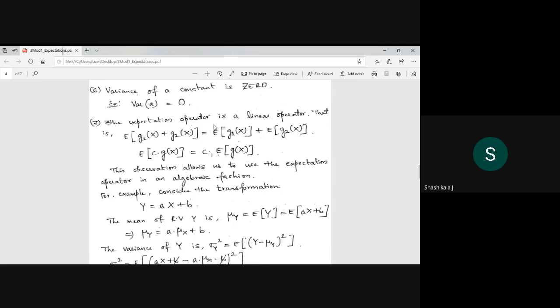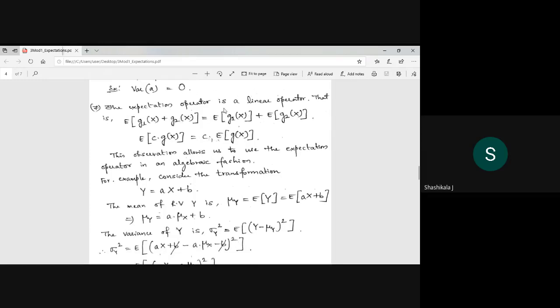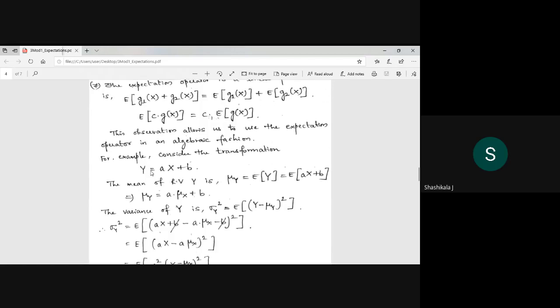Next, the expectation operator is a linear operator. If I apply it, E of c into g of x, then I can write it as c into E of g of x. If it is the expectation of g1 of x plus g2 of x, because it is a linear operator, I can separate out these summing terms: E of g1 of x, then E of g2 of x. What is the difference here? Here x is a variable and I am applying some function on x. So this g1 of x also becomes a random variable. Okay.